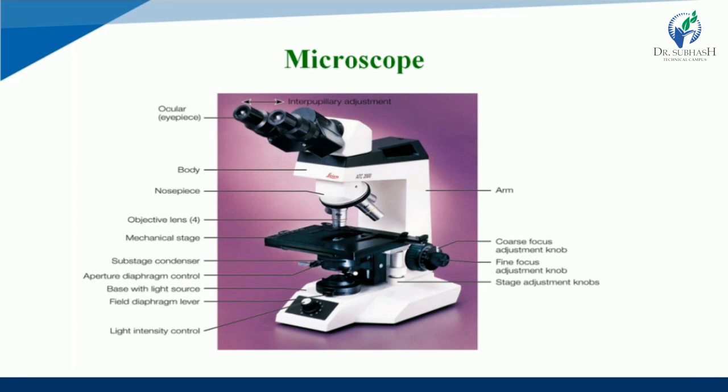So the mechanical stage is formed of a metallic plate with two clips, and a hole is present in the center of the mechanical stage. The clips hold the glass slide and the hole allows the light from the mirror to reflect on the object.